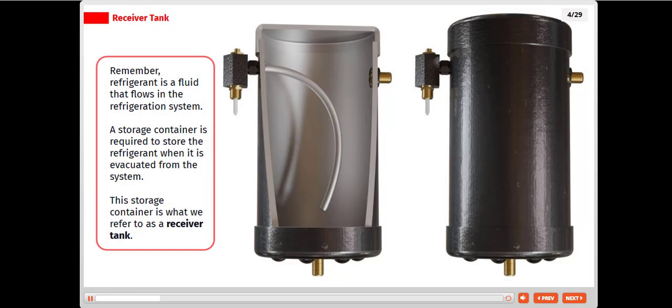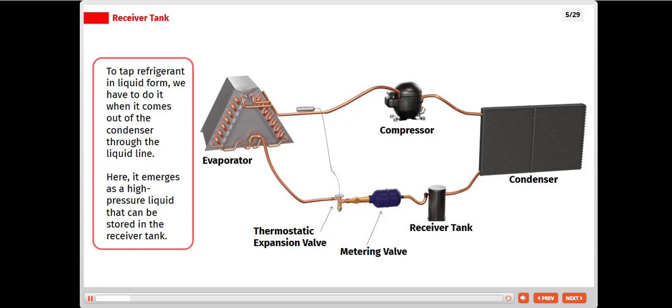Remember, refrigerant is a fluid that flows in the refrigeration system. A storage container is required to store the refrigerant when it is evacuated from the system. This storage container is what we refer to as a receiver tank. To tap refrigerant in liquid form, we have to do it when it comes out of the condenser through the liquid line. Here, it emerges as a high-pressure liquid that can be stored in the receiver tank.